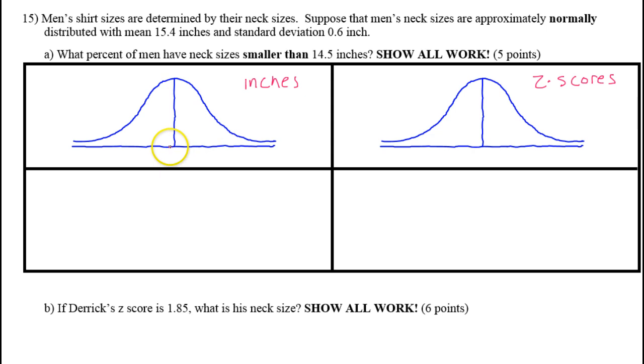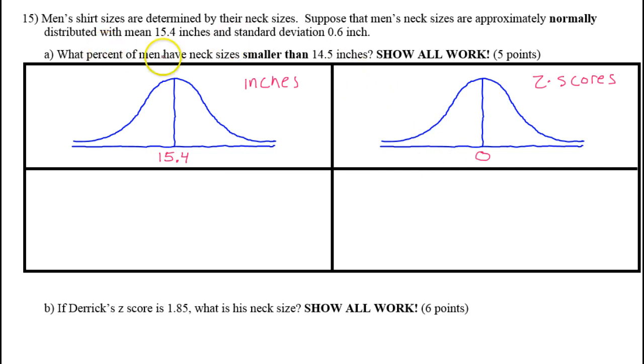Now this line right down the middle is for the mean. So in terms of inches, the neck sizes have a mean of 15.4. So we're going to put that here, 15.4, and we know it's inches. Now as far as z-score goes, the mean z-score is always 0, because a z-score greater than 0 means that your neck size, in this case, is larger than average. If you have a neck size that's smaller than average, when we convert that to a z-score later, it should be negative.